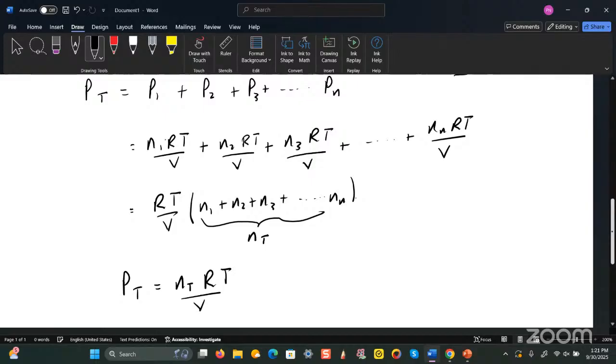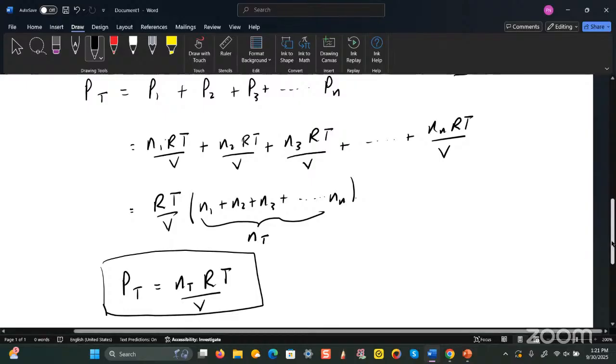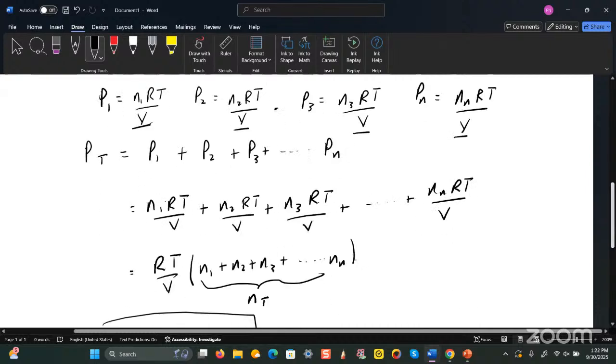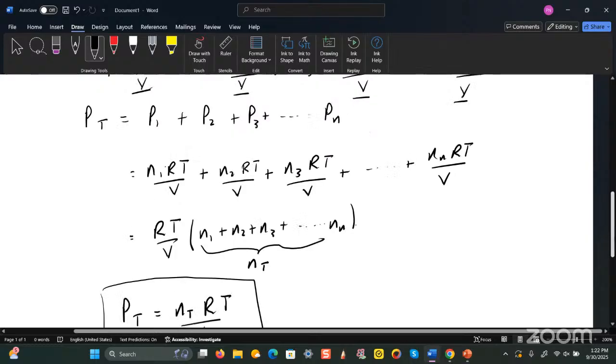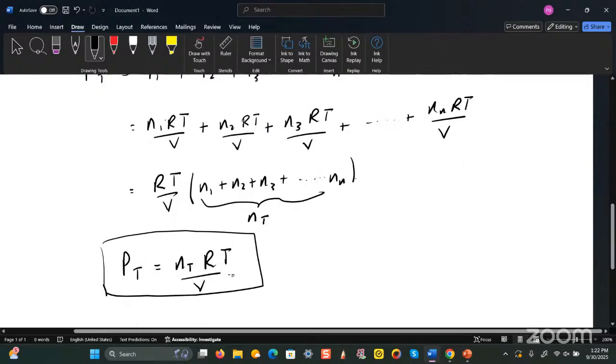So basically what we're saying here is that if we know the total moles of all the gases in the mixture, it doesn't matter if the gases are the same or different, we can find the total pressure by using this equation here. So this equation here is basically a combination of the ideal gas equation along with Dalton's law of combining volume, all right? So that's basically the result of all the steps that we were looking at just now.